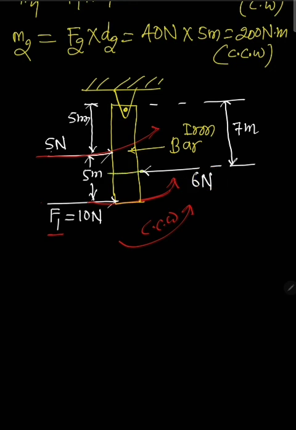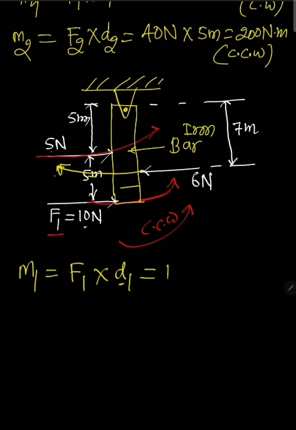This force tries to rotate this whole arrangement in this direction. Okay, so which direction is this one? Clockwise. So let's take first M1. M1 means moment of force F1, so F1 into d1. You should remember that we have to take this distance from the axis of rotation.